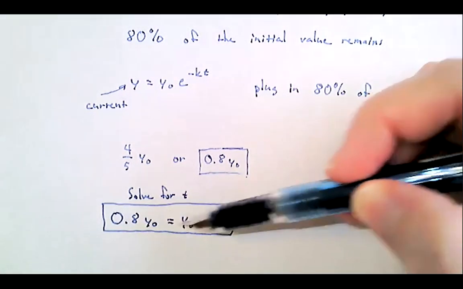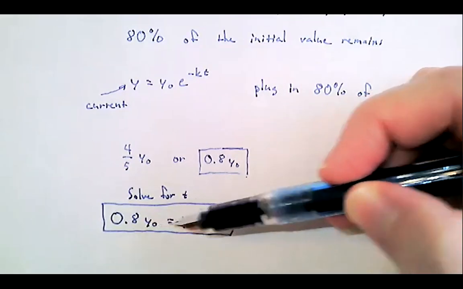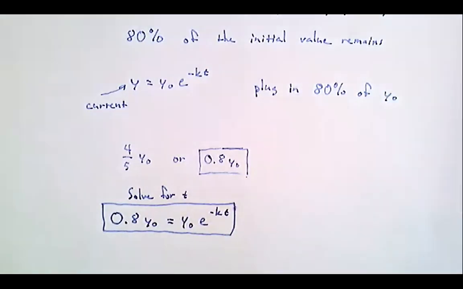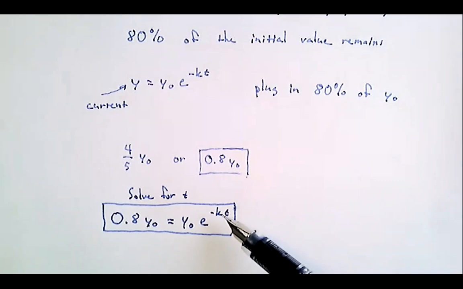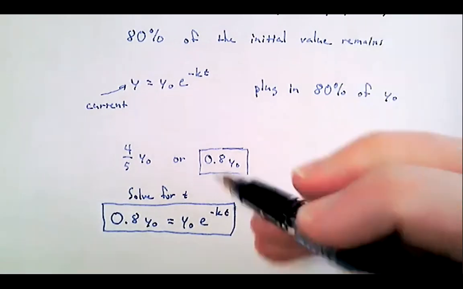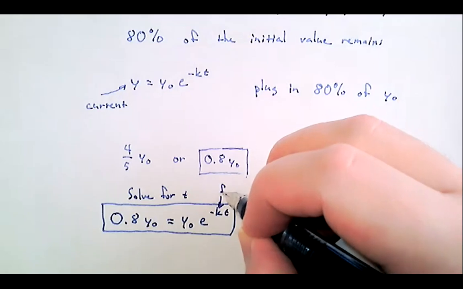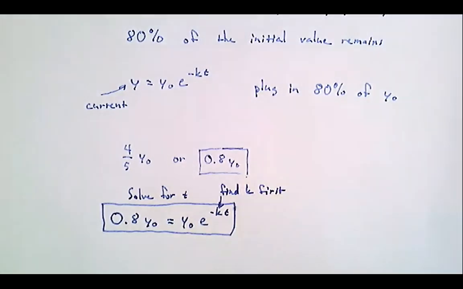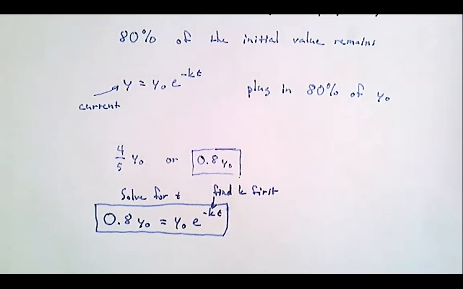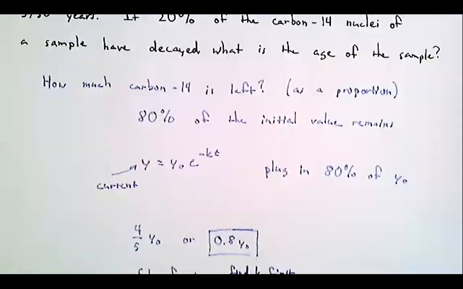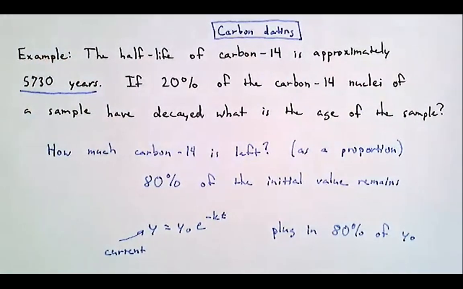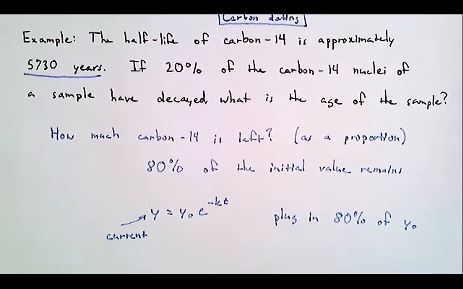So the y0 we don't have to worry about because when we start simplifying, this will cancel off both sides. So the initial value doesn't matter. What does matter is k, the decay rate. So we have to find k first. And in order to find k, we're going to go back up to the problem statement and look at the half-life here. 5,730 years.